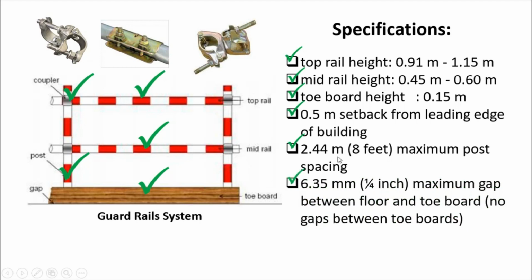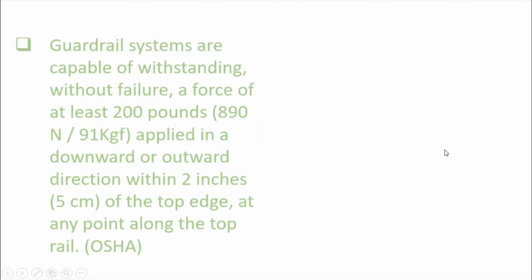So 6.35 millimeter or 1/4 inch maximum gap between the floor and the toe boards. No gaps between toe boards. Between the floor and the toe boards, the maximum gap is 6.35 millimeters or 1/4 inch. Sometimes we cannot prevent any gap, but this is the maximum. This is to prevent any falling objects from falling through that opening.